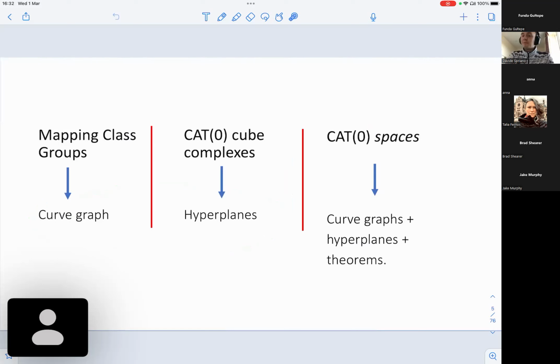That is to say, we are going to want to introduce curve graphs and hyperplanes. And then, of course, we need to prove theorems to really demonstrate that what we introduce is a good analog of those two elements. Okay, so now I will quickly do an introduction over those 3 classes.